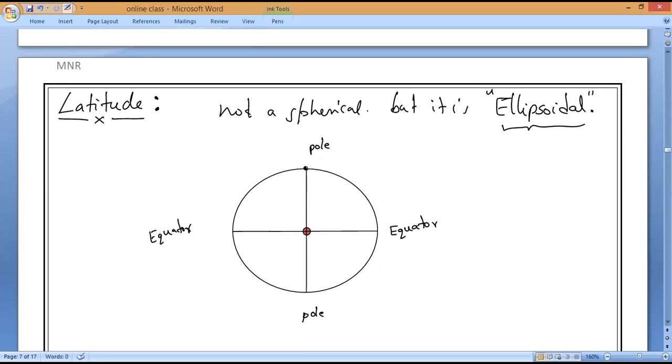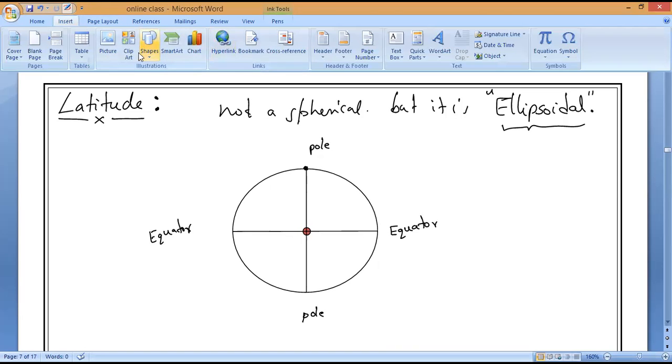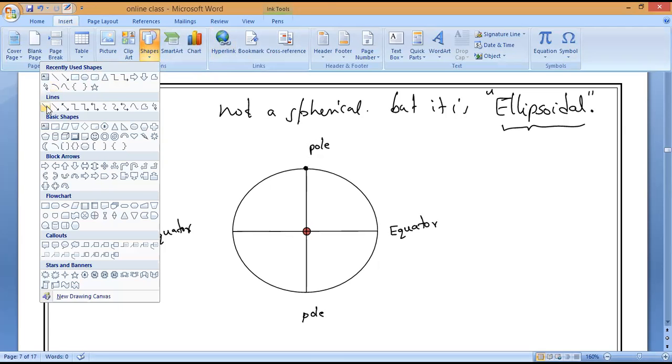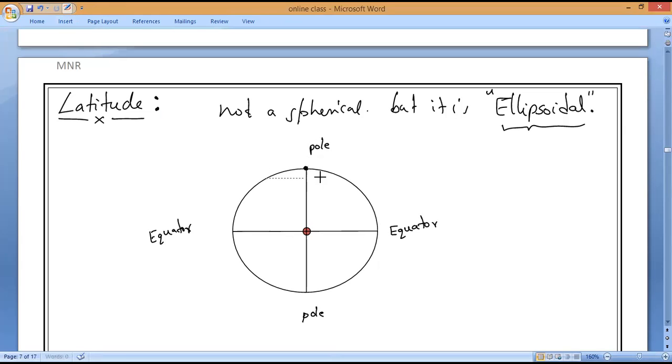Now, at the poles, observe very carefully what is happening. The Earth has been flattened, in the sense that it is not a perfectly curved shape. So observe, I will erase that part. It has some flattened surface here, at the poles, both at the top and the bottom, so that you can understand.